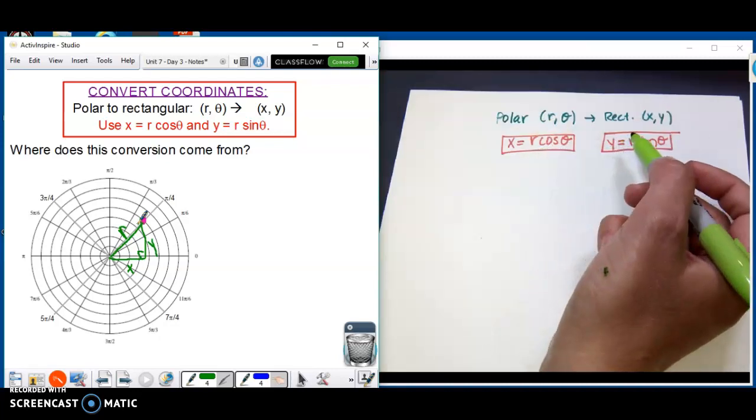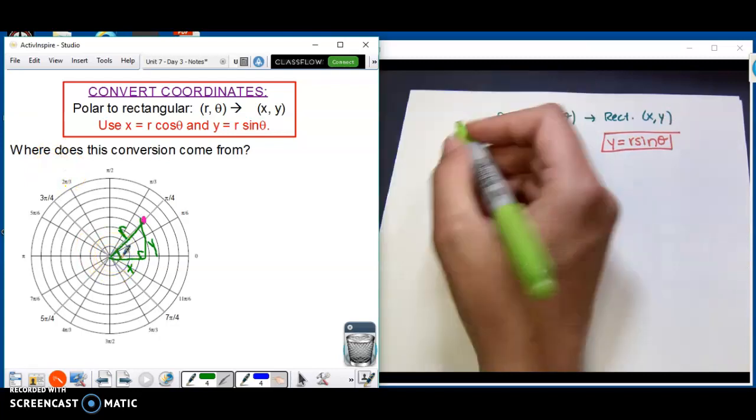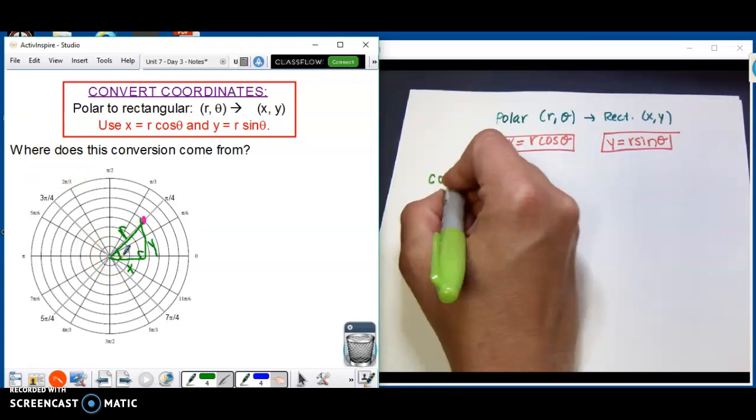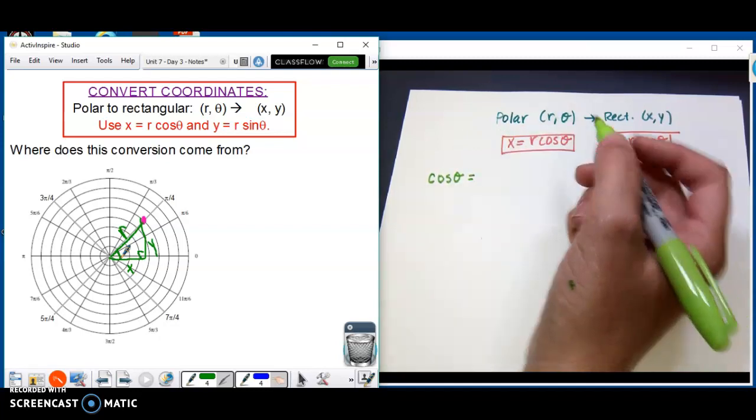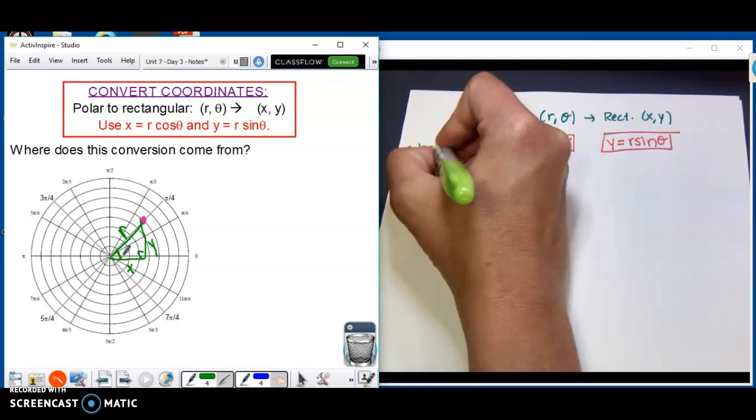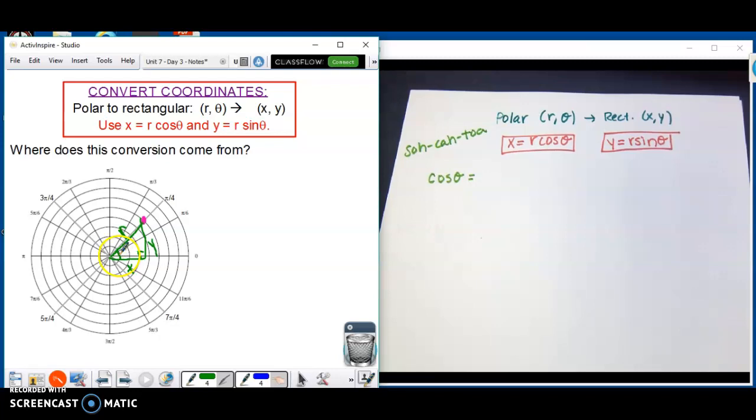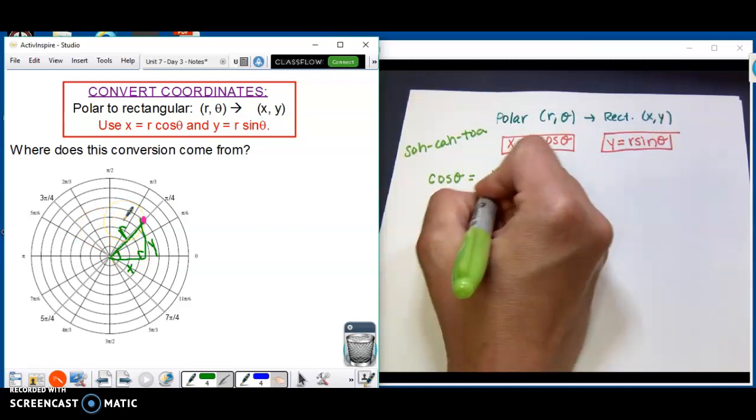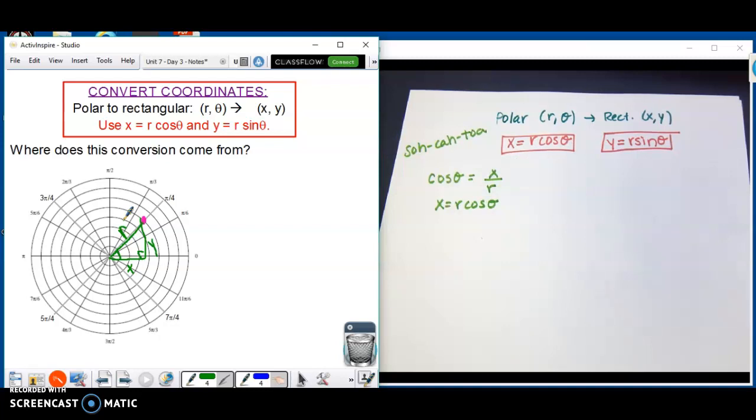I'm just kind of showing you the work for this. So if I was to call this my angle here, and do cosine, remember from SOHCAHTOA, cosine is adjacent over hypotenuse. In this case, with this as my angle, the adjacent would be the x over the hypotenuse, which we just said was r. So if I solve this for x, x would be r cosine theta, which is where that formula came from.